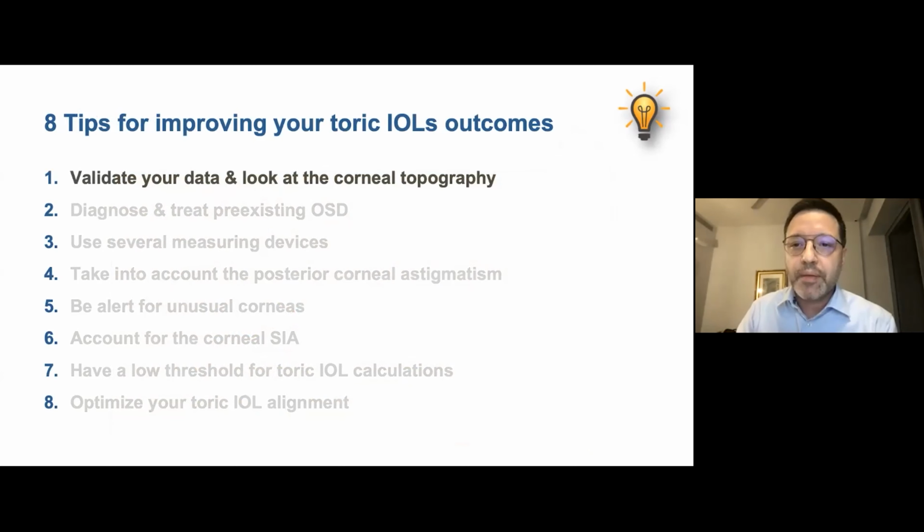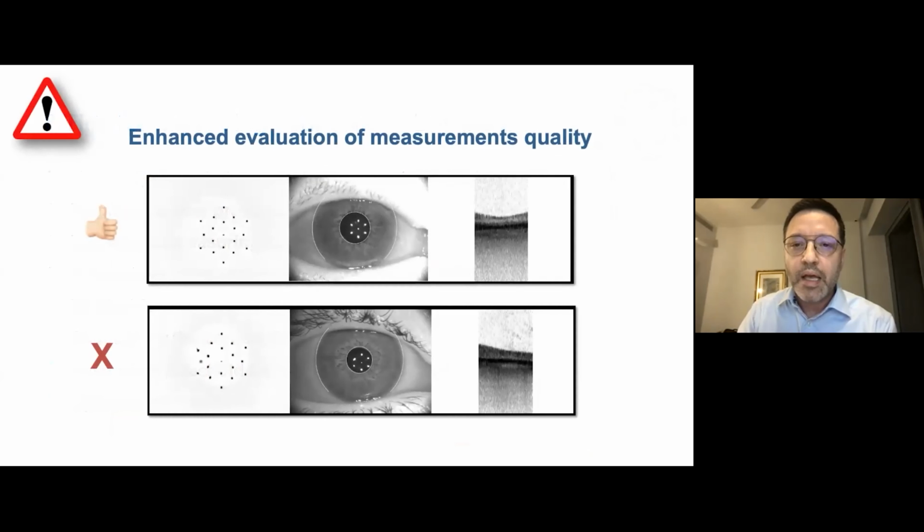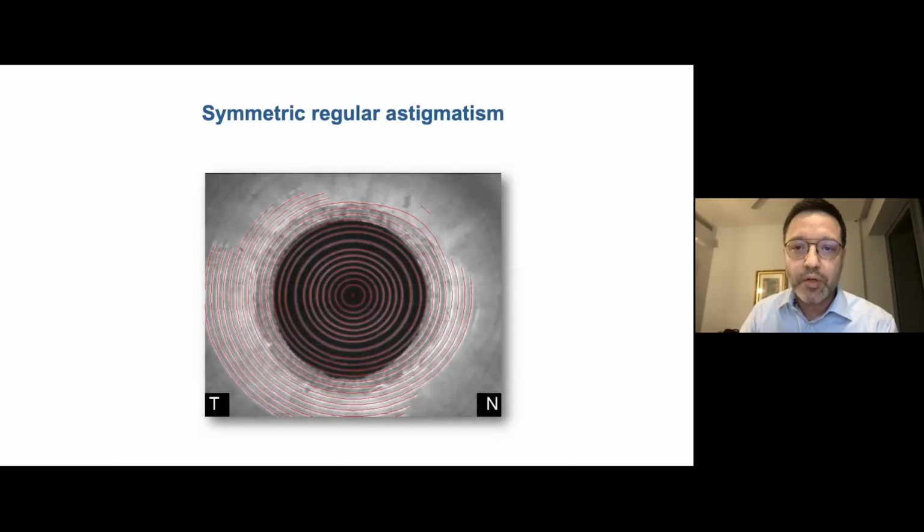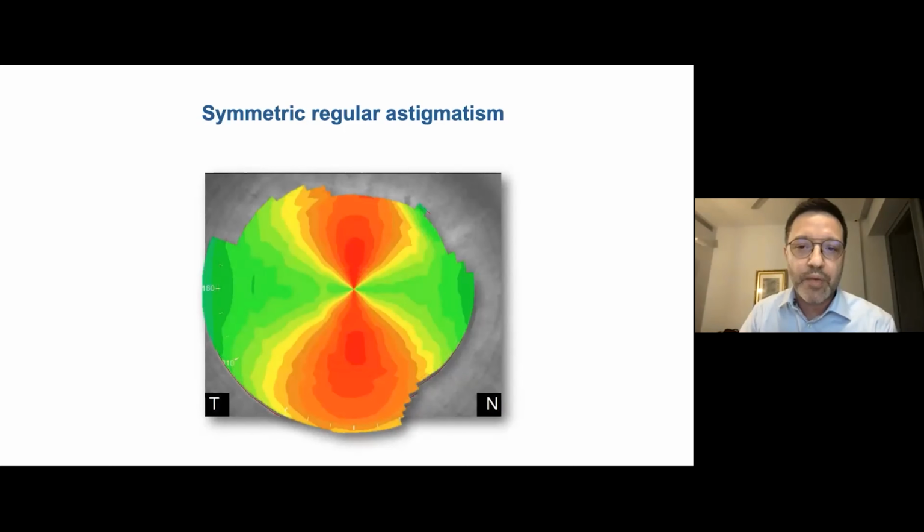The first tip is to validate your data and to look at the corneal topography. This was covered beautifully by Doug. Data validation is the fundamental requirement for accurate measurements. So make it a common practice to look at the raw data and to evaluate the actual quality of your measurements. It's important to perform corneal topography for these patients to verify that the Mayer rings look okay and that we are dealing with symmetric and regular astigmatism.